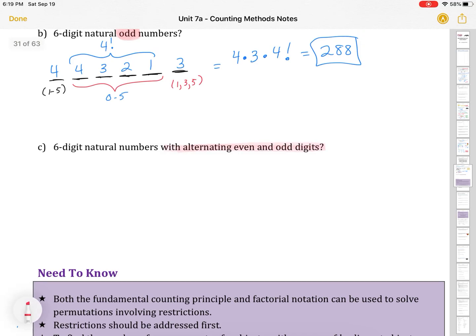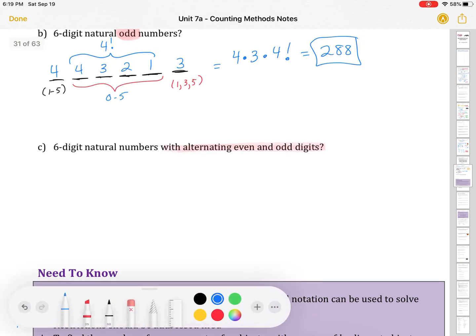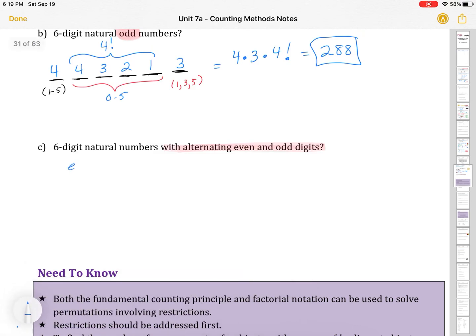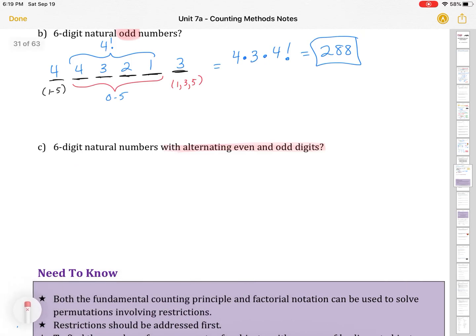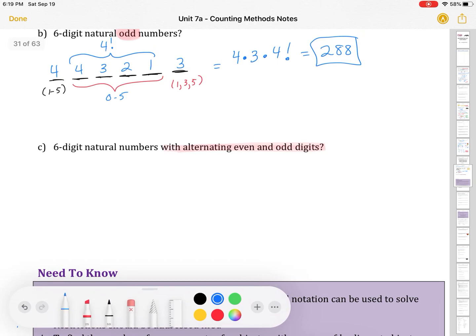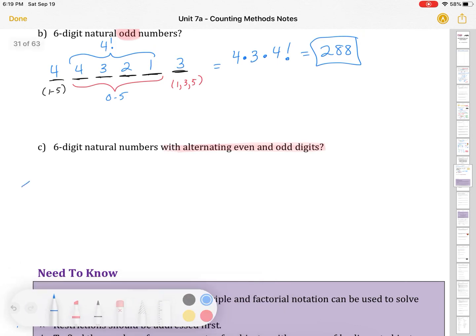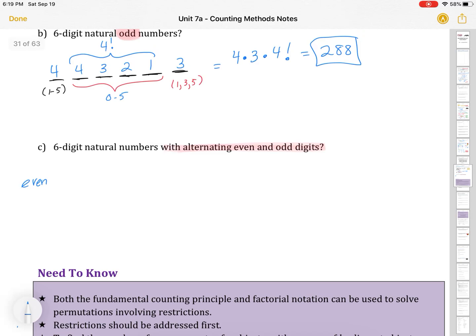6-digit natural numbers with alternating even and odd digits. So we're going to map that out. And here's the thing. It's going to be an or question, because you could have either starting with even, or you could start with odd.